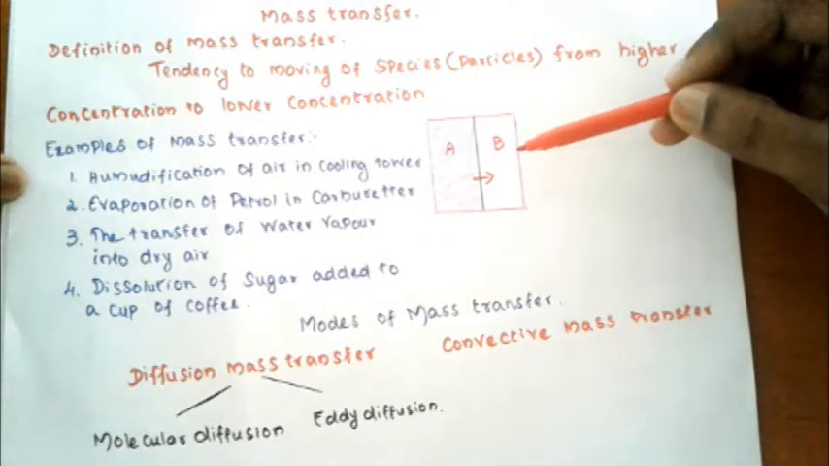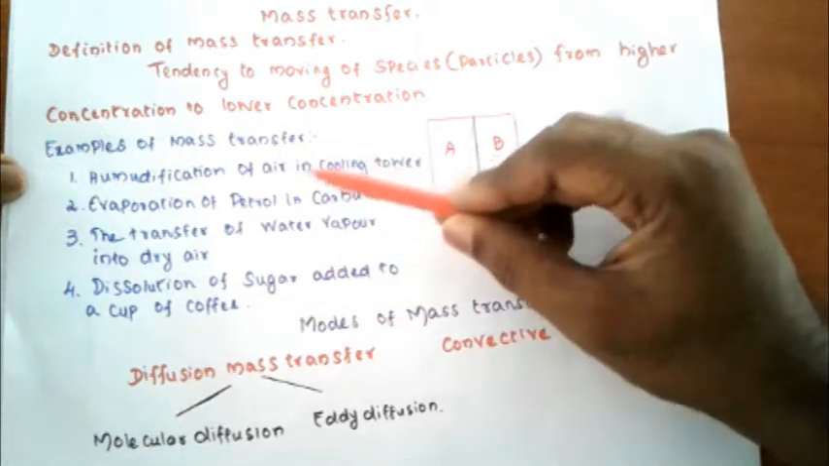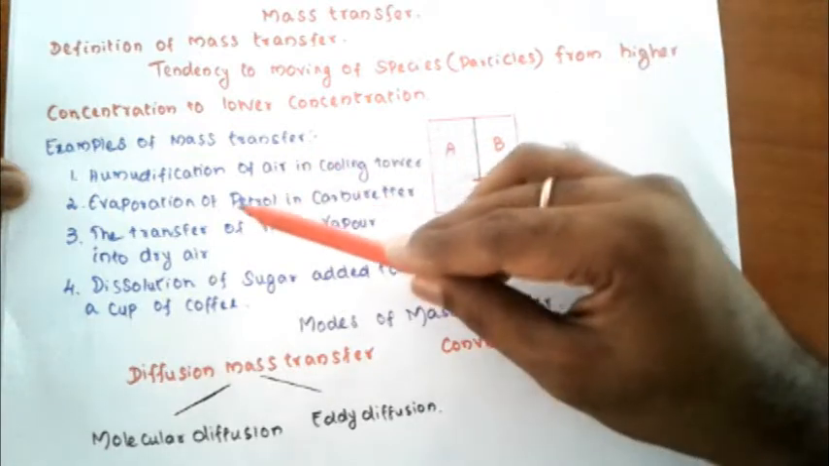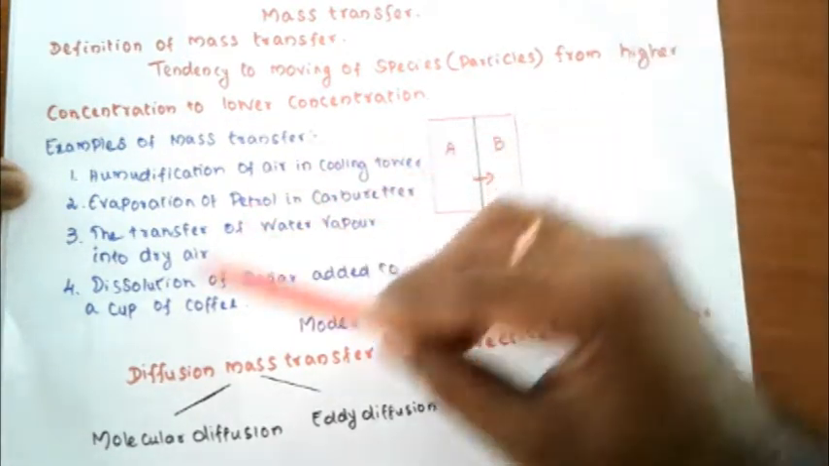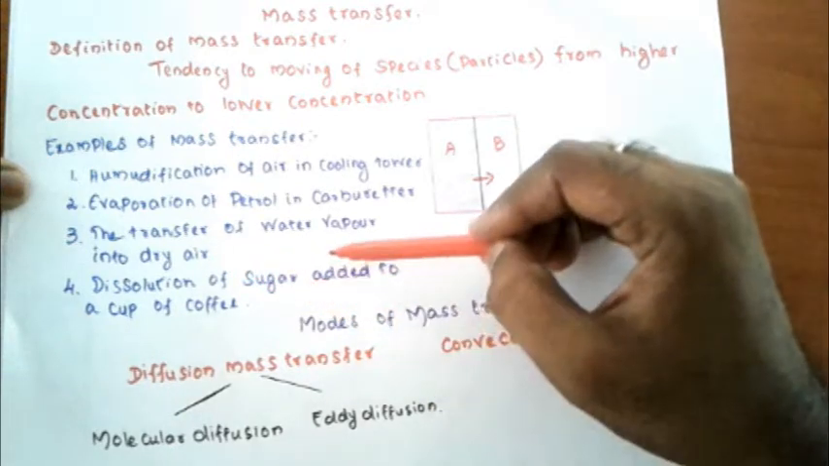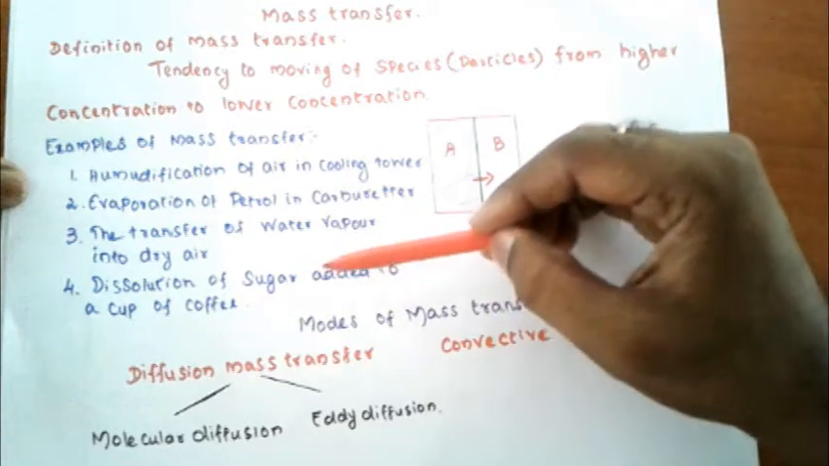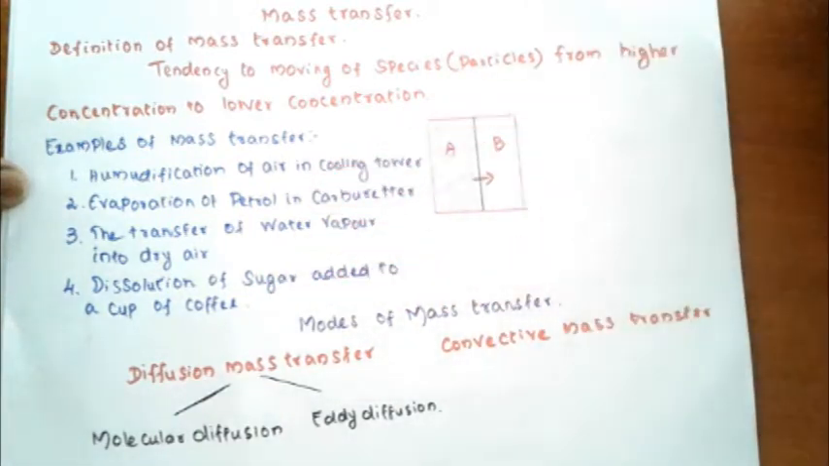Now, we will see some examples of mass transfer in our day-to-day life. Humidification of air in a cooling tower, evaporation of petrol in the carburetor of internal combustion engines, transfer of water vapor into dry air, and dissolution of sugar added to a cup of coffee. These are some examples of mass transfer.